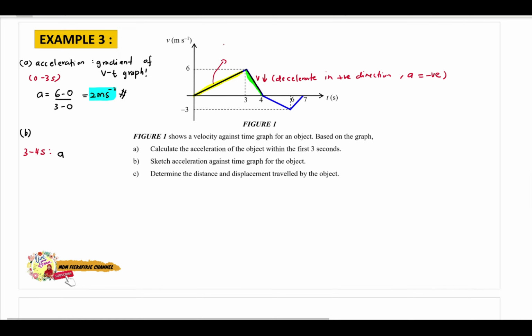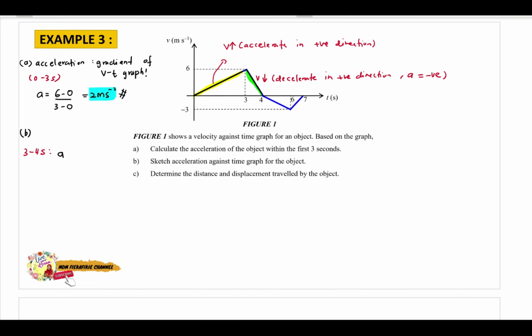And this one, V is increasing because the object is accelerating ataupun accelerate in positive direction. Okay, positive direction tu kalau ke kanan positif, ke kiri negatif. Ke atas positif, ke bawah negatif.